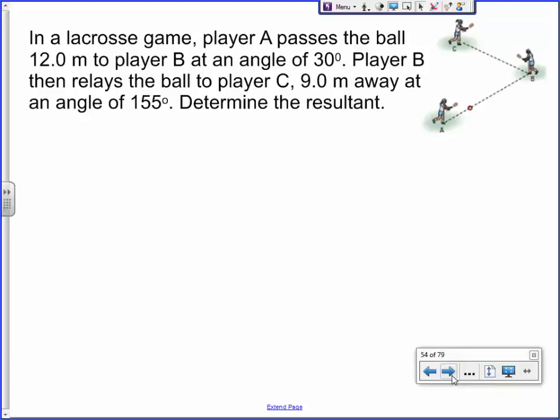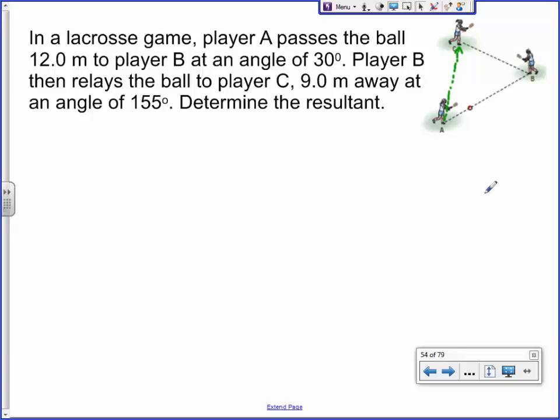Here's the picture in the corner. In a lacrosse game, player A passes to player B, then player B passes to player C. Let's figure out the resultant. As you can see up in the top corner there, there's already a triangle going here, where here's the start going to there to there. The resultant then would be how far it is from A to C. That's what we're looking for, filling the triangle.